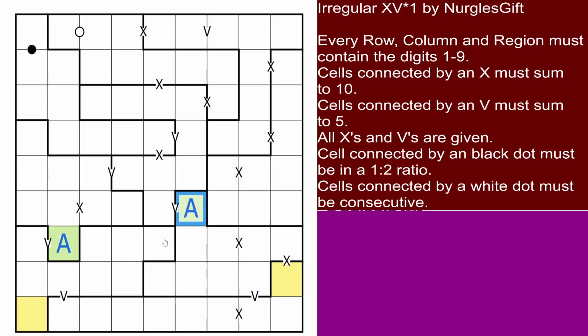And now against A on the V, I'll put B. That means now I can remove this color, and that means A plus B together is 5.